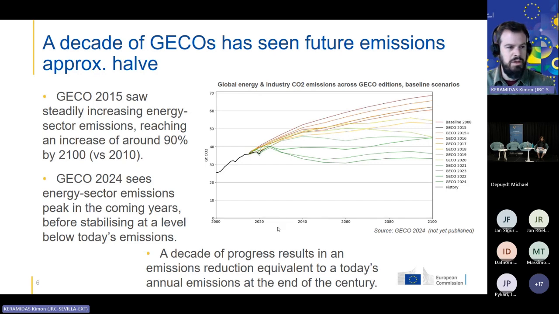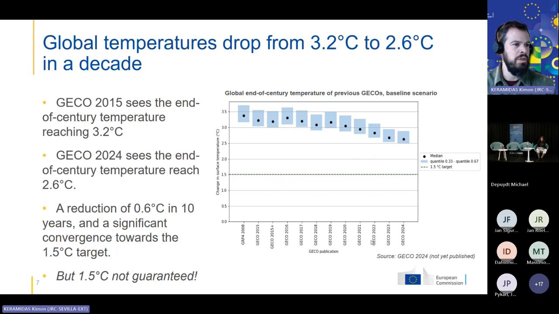You could say that this is indeed good news, because if we now turn not to emissions but the projected temperatures at the end of the century, we started with temperature projections of above 3 degrees, around 3.2 degrees, and are now projecting an end of the century temperature around 2.6 degrees. So this is a reduction of 0.6 degrees over 10 years of projections, and a significant convergence towards the 1.5 degree target. So you could say that this is indeed good news. However, we should not take it for granted that this will continue in the future, and that it is going to be easy to reach the 1.5 degree target. Additional policies are still needed, and we are going to be moving towards a zone of effort that is indeed very challenging in order to reach 1.5.